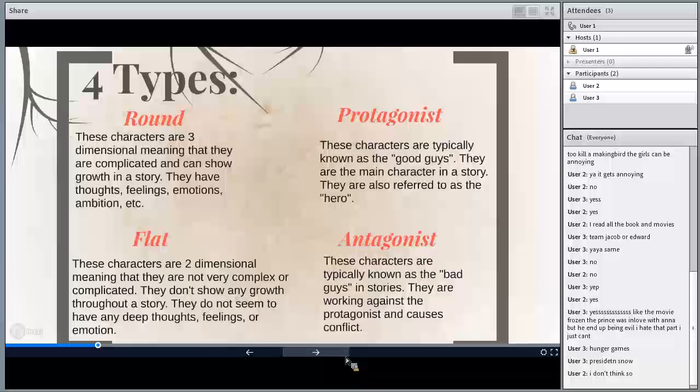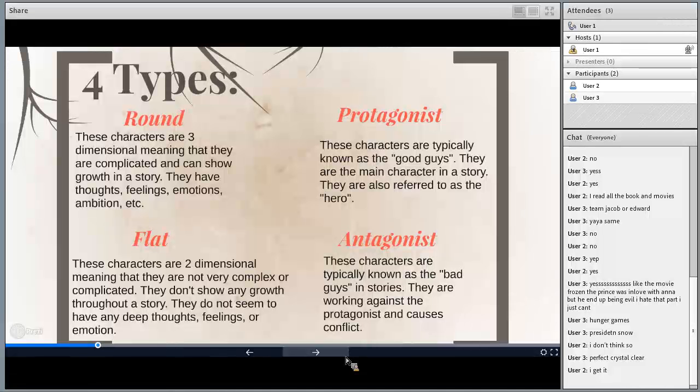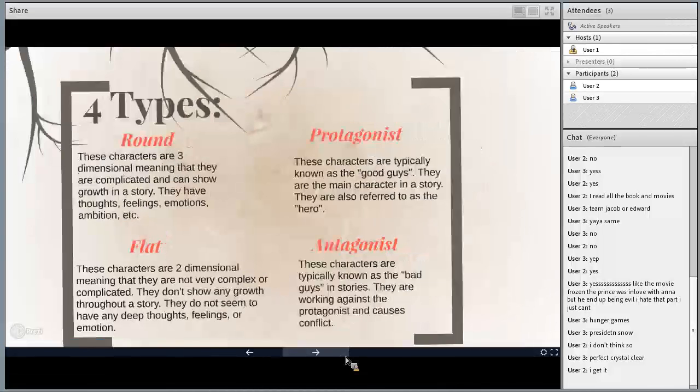How do we feel about those four? Are any of them confusing that you want to review? Those are going to be the only four that we focus on today. All right, cool.